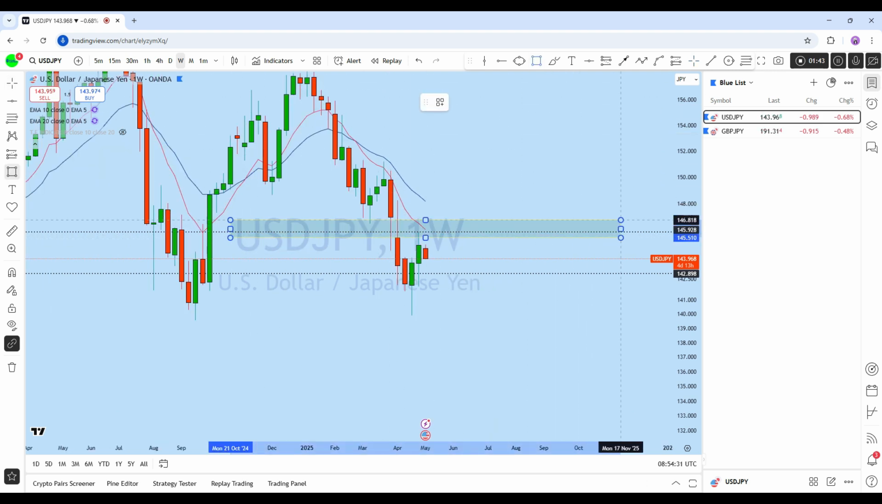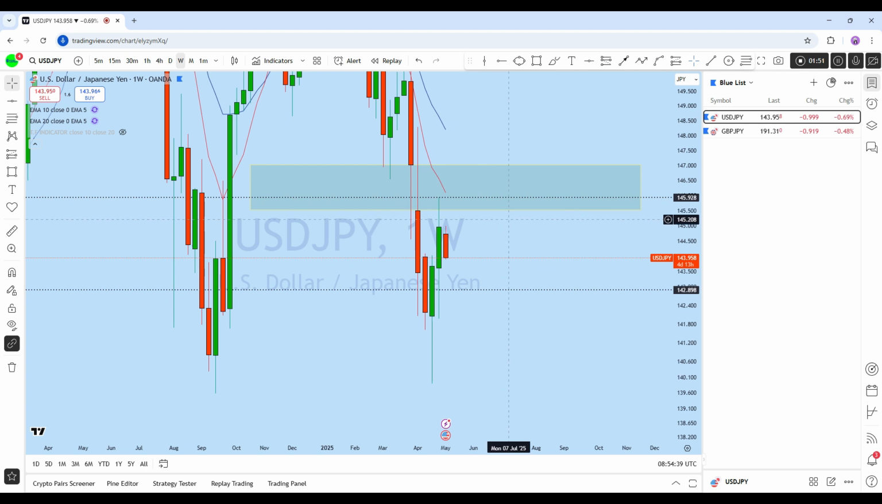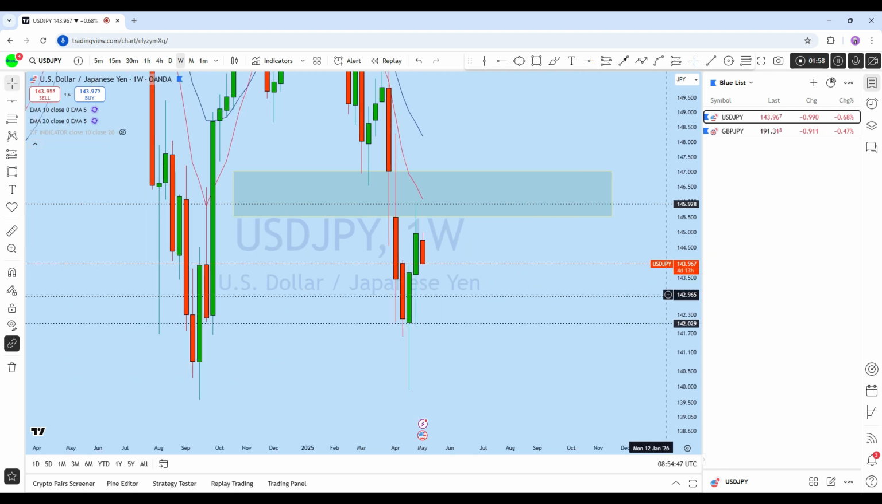We can see the market tested this gap from the previous weekly, has got rejection here, and with the rejection, what we can expect on dollar yen is for the market to potentially trend back down here, and I think the price may retest this weekly support level.